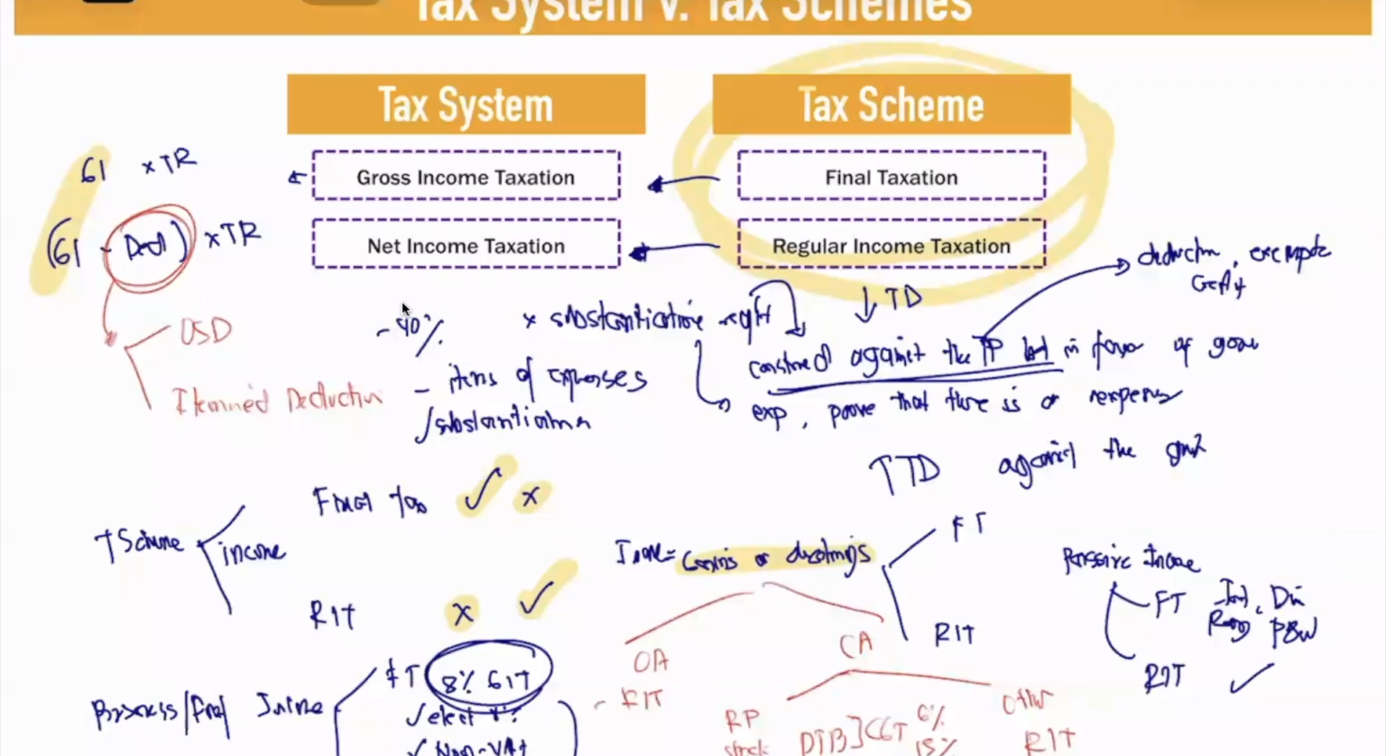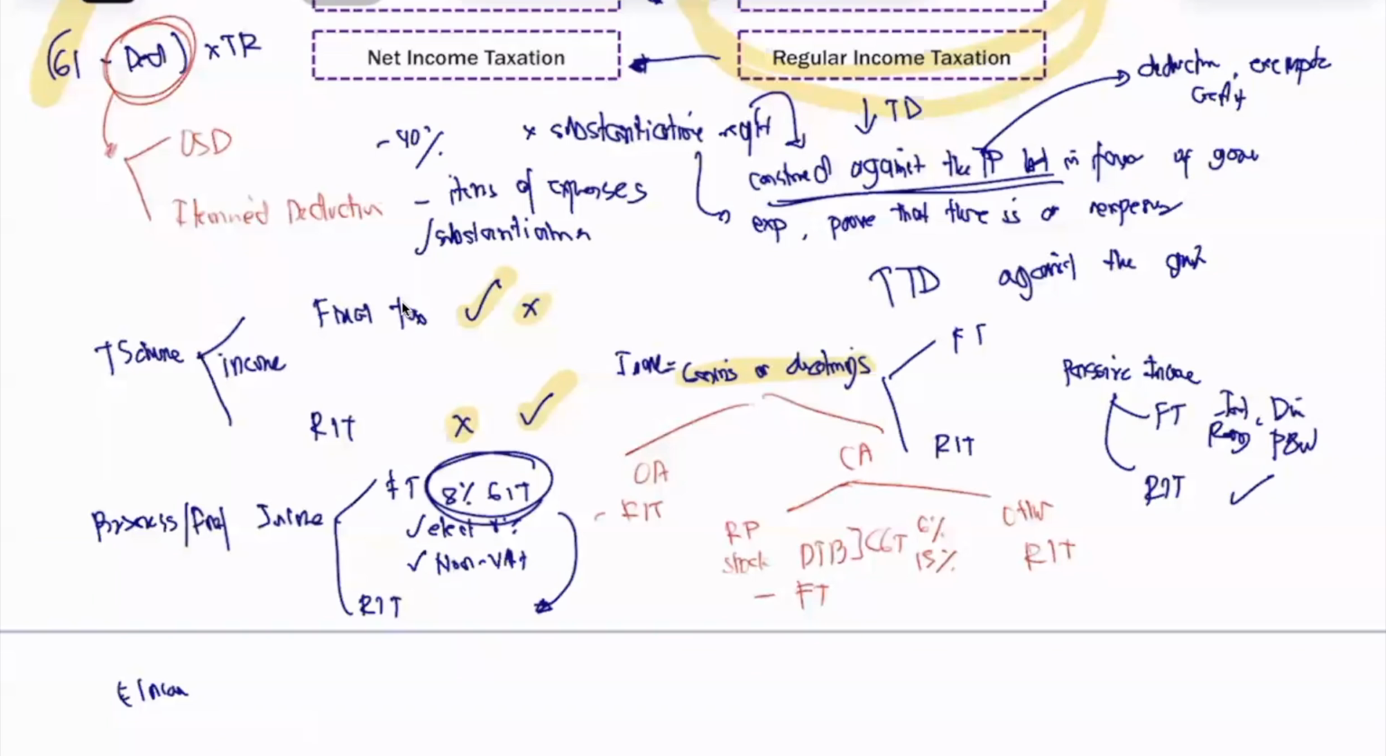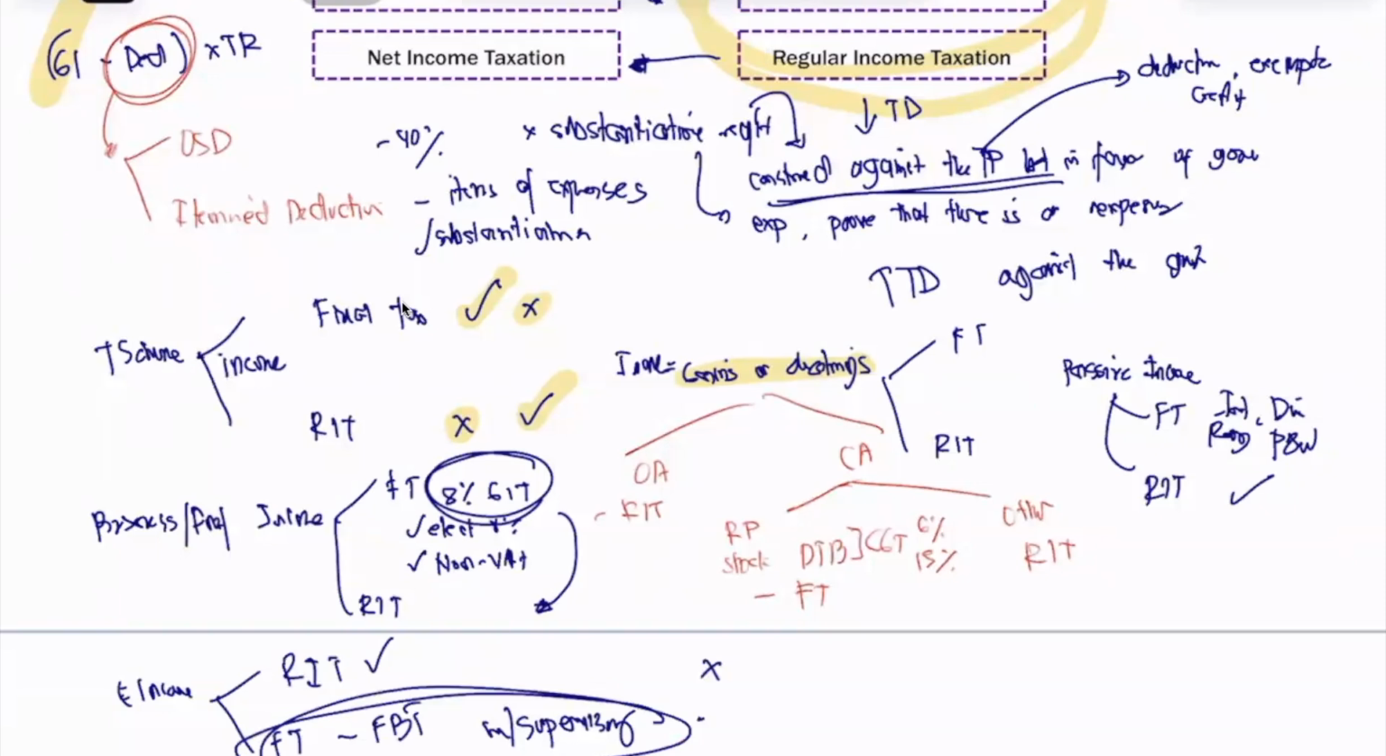Okay, another one. Aside from business or professional income, another one is employment income. As a rule, employment income is subject to RIT. But there is one final tax on your employment income. What is this? Your fringe benefit tax. What is this fringe benefit tax? These are items given as a fringe benefit to your managerial or supervisory employee. Bakit, sir? Kasi once nasa subject na yan ng fringe benefit tax, hindi na siya isasama sa RIT.